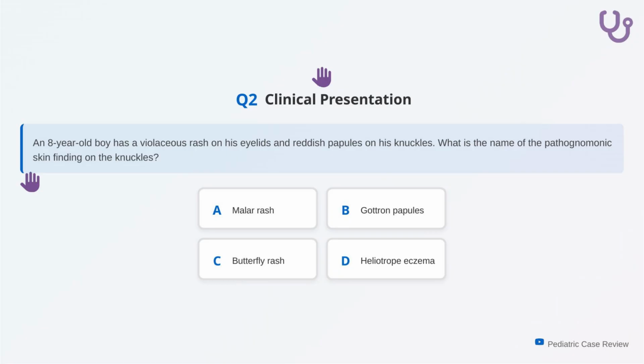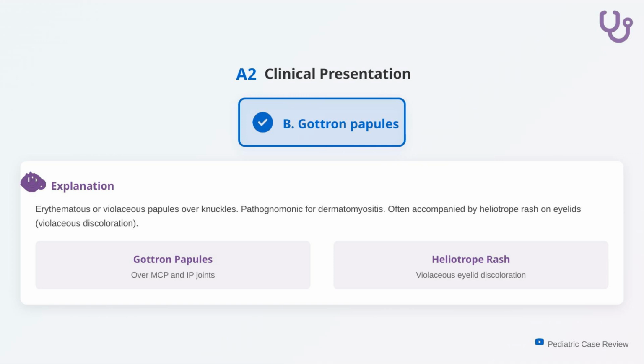What is the name of the pathognomonic skin finding on the knuckles? A. Malar rash. B. Gottron papules. C. Butterfly rash. D. Heliotrope eczema. The correct answer is B.